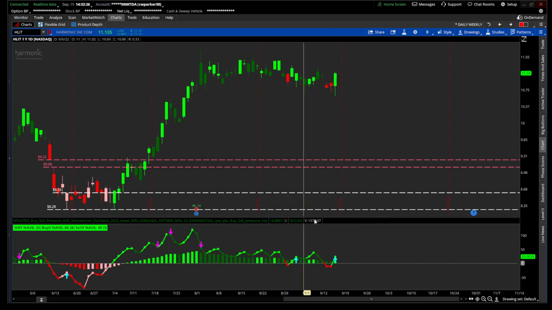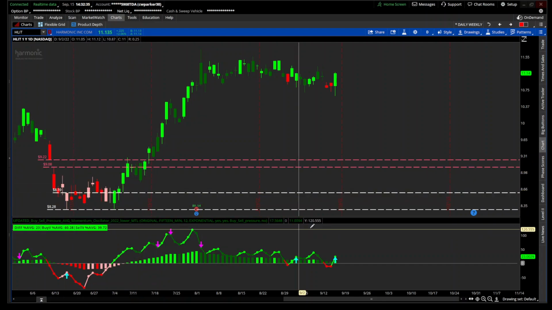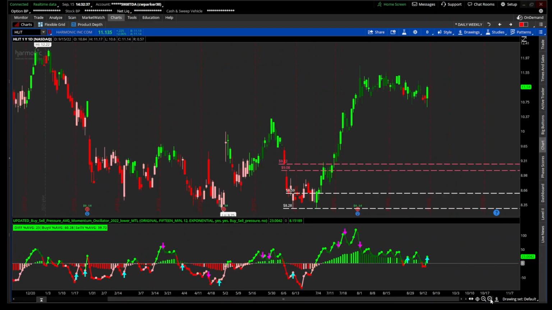I make my gaps pink just because on the daily when I see them, it's a warning sign for me that, hey, this might not go any higher. You can see all this consolidation, and let me make this a little bigger.